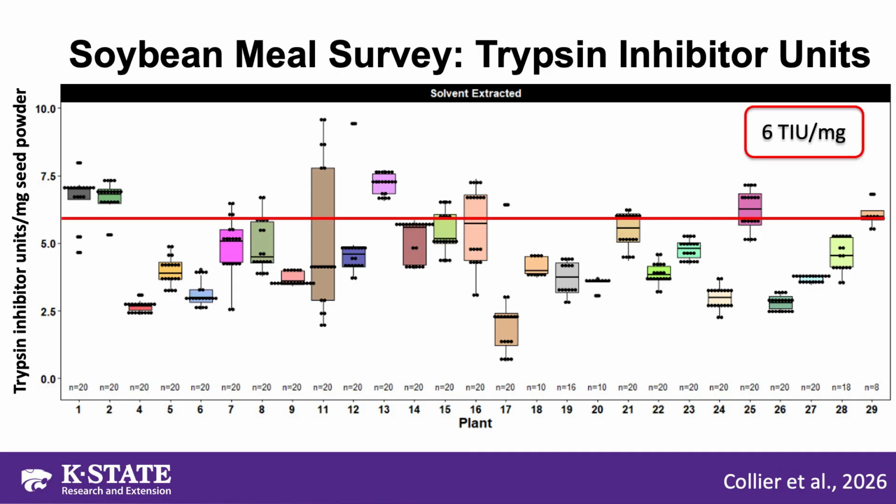In previous research conducted at Kansas State University looking at trypsin inhibitor, if you consider about a 20 to 22% soybean meal inclusion into a nursery diet, if you have a 6 TIU or higher soybean meal source, we can begin to see some reductions in nursery pig growth performance. And so about 20% of our samples fell above this 6 TIU threshold. So definitely this is one of the aspects that we probably need to consider further in investigating mitigation strategies.